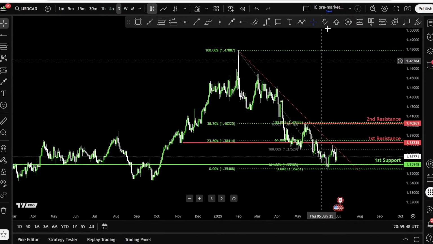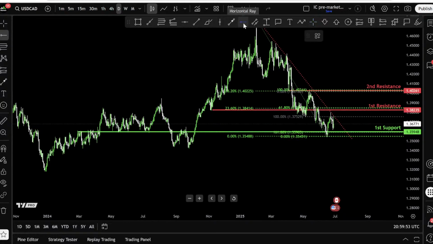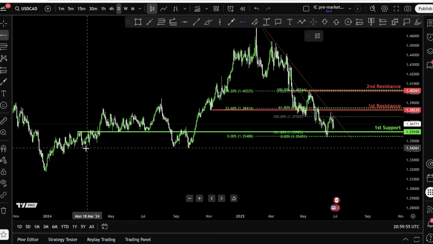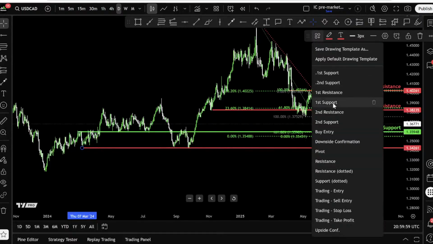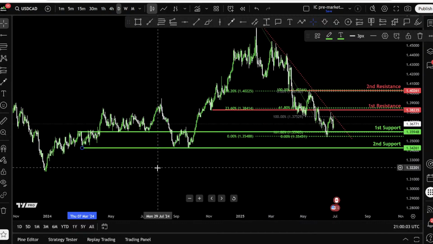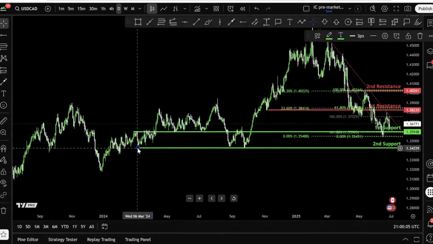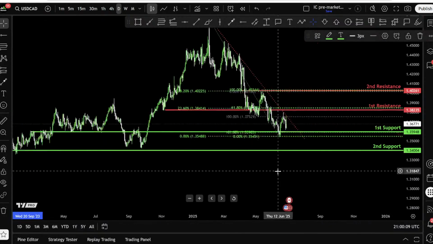I'll add a second support since price is quite close to this first support right now. I'll just place it below, right about here, so it's right at these swing lows. And you can see price has tested this level quite a number of times before.